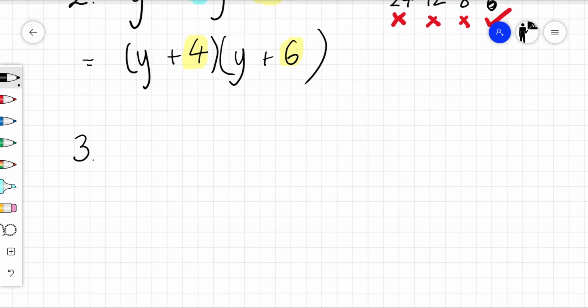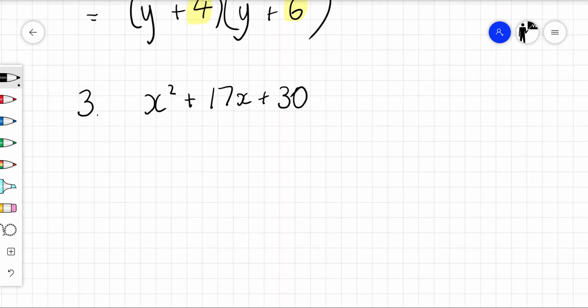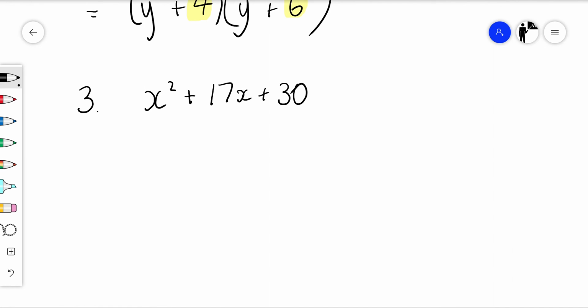Let's do one more example. Let's go for x squared plus 17x plus 30. Okay, so step 1, is there a common factor? Nope. Step 2, do I have something squared take away something squared? Nope. So I'm going to have my double brackets. This is a trinomial, so it's going to be x and x.